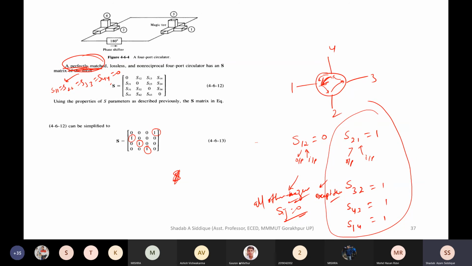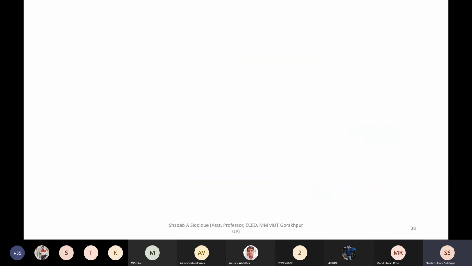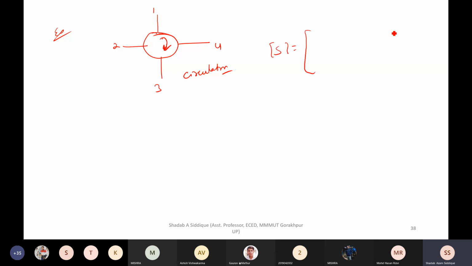Very clear. See, if I give you one circulator and tell you to write down the S matrix for it, what should the S matrix be? This is an example. Can I take the clockwise direction, and I'm taking this as 1, this as 2, this as 3, this as 4. I'm giving you this circulator, which works in a clockwise direction. So can I write the S matrix for this one? This should be 4 cross 4, of course.